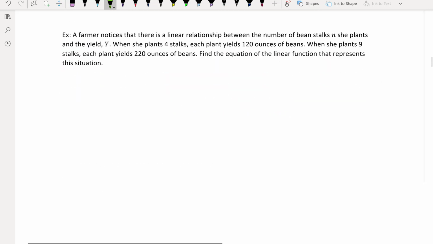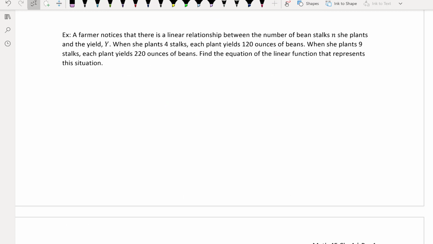All right. So let's move on to the next example. For this one, I have a farmer. A farmer notices that there is a linear relationship between the number of beanstalks N she plants and the yield Y. When she plants 4 stalks, each plant yields 120 ounces of beans. When she plants 9 stalks, each plant yields 220 ounces of beans. Find the equation of the linear function that represents this situation.